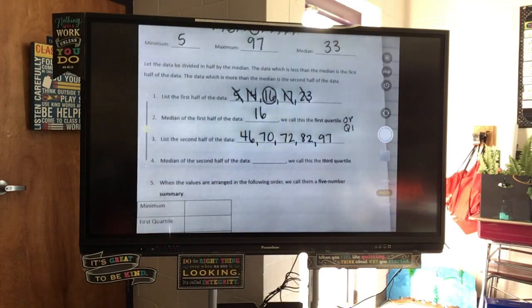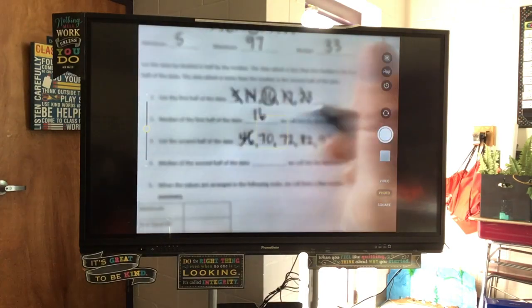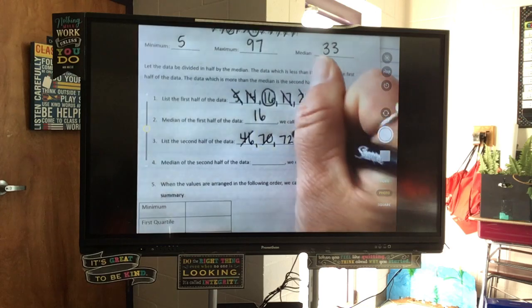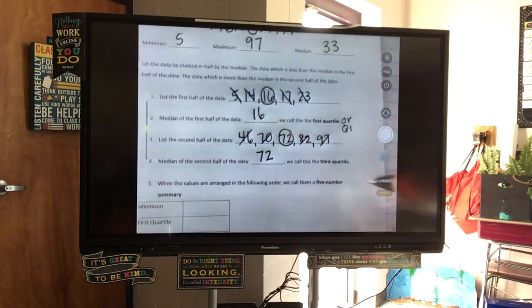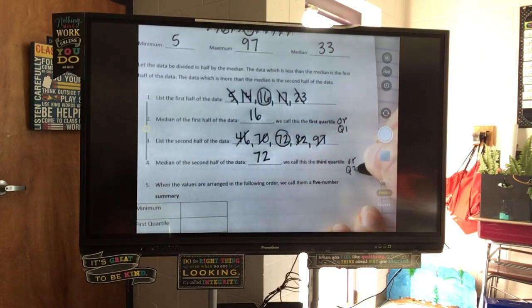97. Alright, and then it says the median of the second half of the data, so we're going to do the same thing. Cross off until we get to the middle, which is 72, and this is known as our third quartile or our Q3.